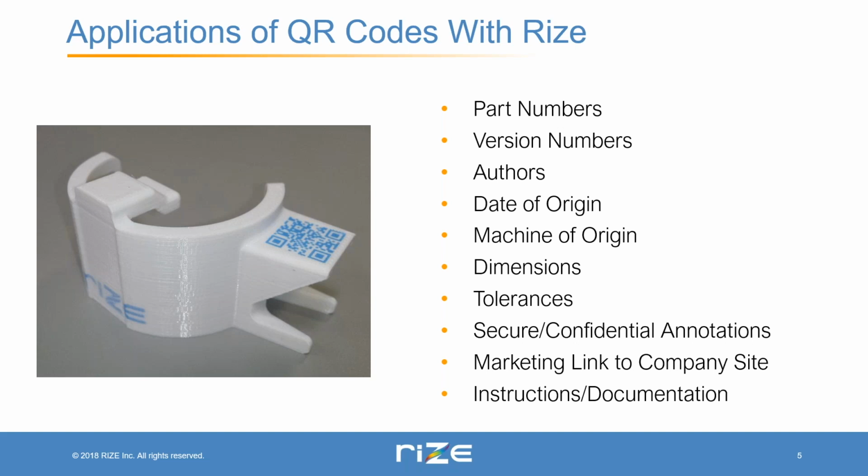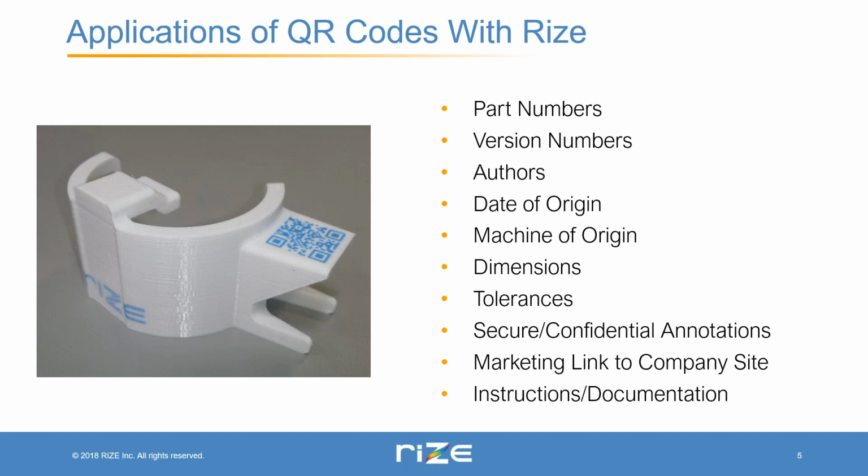Some parts could have a large amount of information associated with them, including part and version numbers, authors, dates, and printer of origin, as well as vital dimensions and their associated tolerances. All of this information could not reasonably be applied to the surface of a part using printed annotations, but with a QR code, all of this data and more could be applied to the surface of a part and accessed digitally. There are other benefits that QR codes offer that can't be achieved with typical printed annotations.